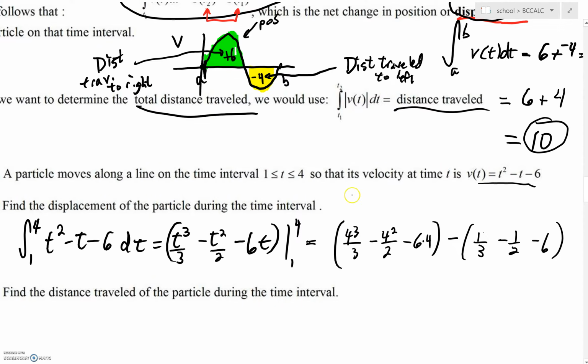Well, 4 to the third is 64. We'd have 64 over 3. 4 squared is 16, but divide by 2 and you'll get 8. And then 6 times 4 is 24. So we have 64 thirds minus 8 minus 24. But then, of course, we could do one of 2 things. We could distribute that negative, or we could combine everything immediately.